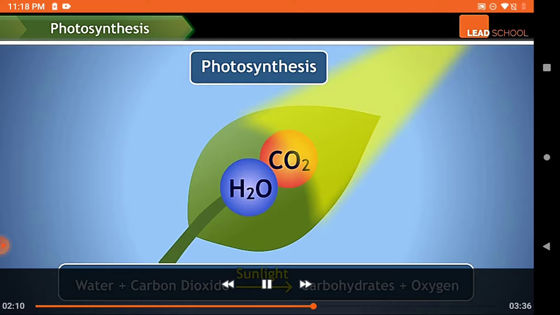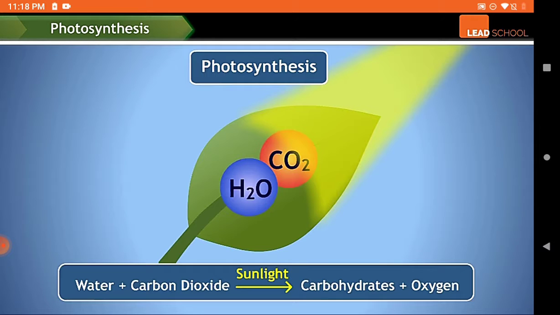So students, according to this slide, photosynthesis according to the equation: water plus carbon dioxide in the presence of sunlight. These three things are present in the surroundings of a plant. After combining these three different parts, we make carbohydrates plus oxygen.